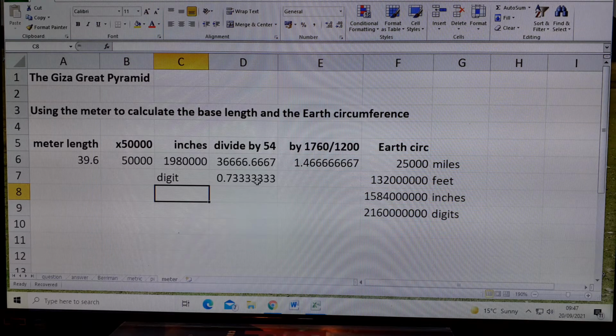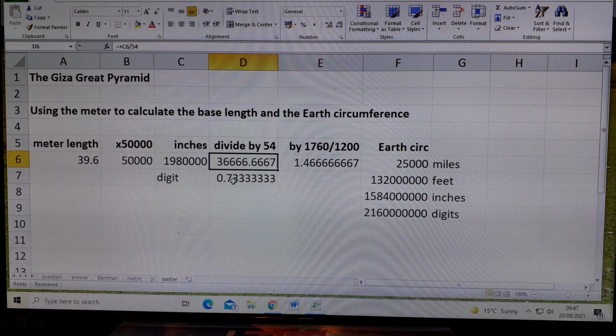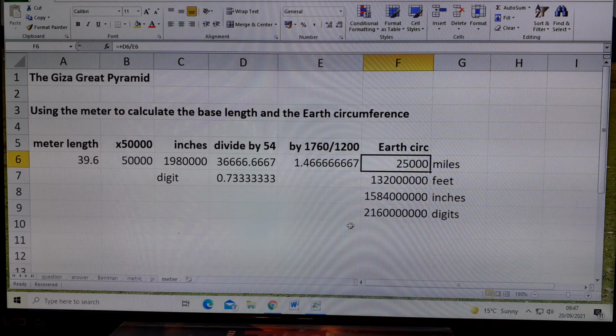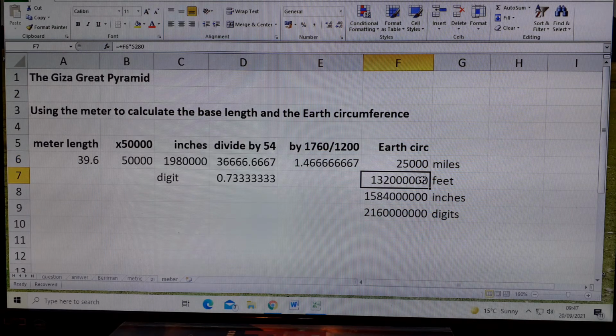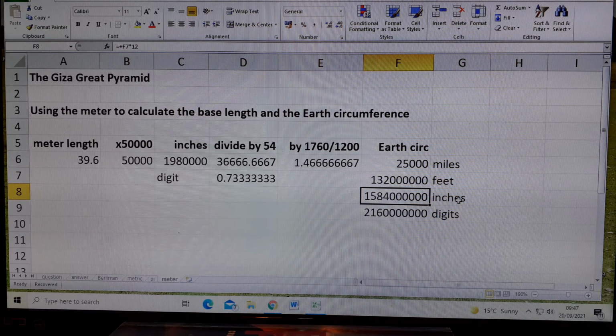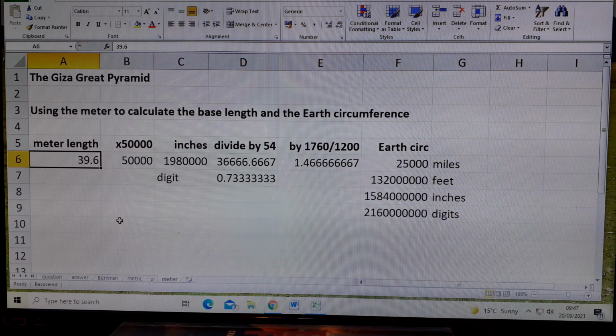Then we look at the digit, because we divide the base by 50,000, and then we look at the Earth's circumference in miles. It's 25,000 miles, which is the base 100 great circle. It's 13200 feet, and we know that if we divide that by 1.1, we're dividing by Indus Valley feet. It's 1584 inches and 2160 digits, always 2160 digits, and we can test that now because we're going to use the modern meter.